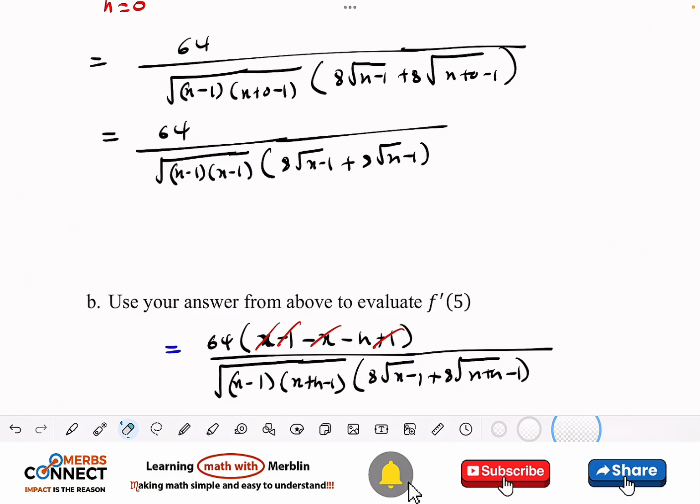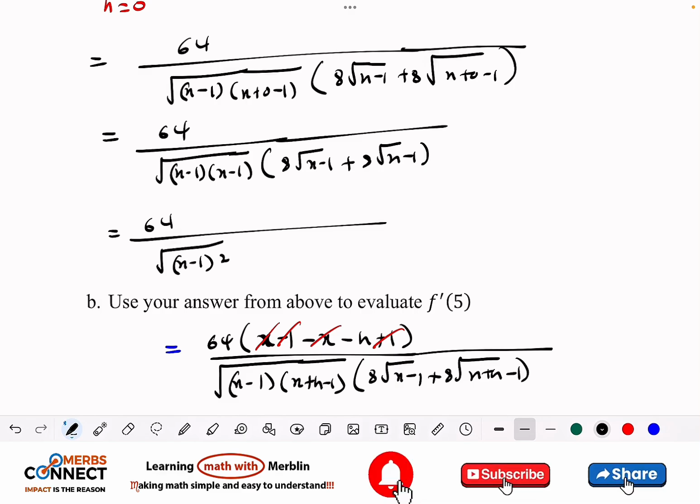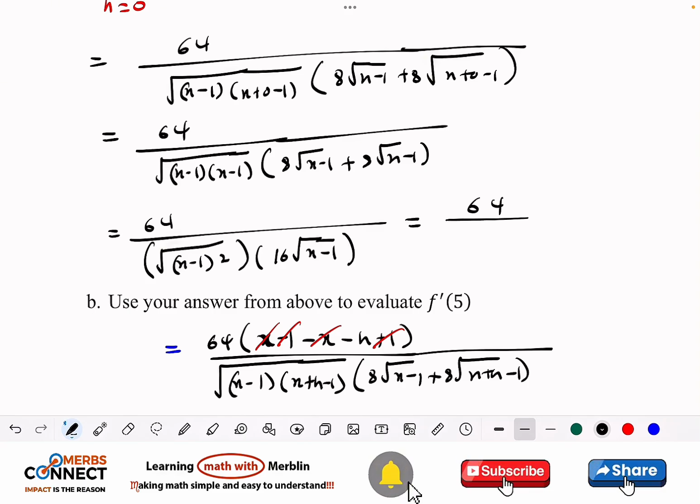So something nice is coming up. This is going to give us 64 divided by, the down will be square root of x minus 1 squared times, the square root of x minus 1 plus the square root of x minus 1 is going to be 16 square root of x minus 1. This is 64 divided by this. Will cancel that. So this is going to give us x minus 1. And then we have 16 here. So let me put the 16 in front. And this is going to give us square root of x minus 1.